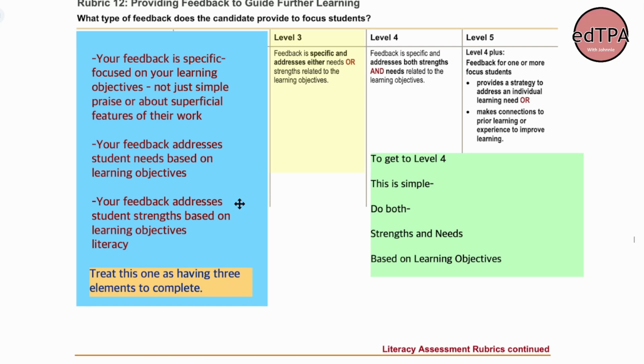Your feedback addresses student needs based on learning objectives. Your feedback addresses student strengths based on learning objectives in literacy. Treat this one as having 3 elements to complete to reach level 3. So level 4, just a bit more. If you do all of these, you will get to level 4. Feedback is specific and addresses both strengths and needs related to the learning objectives. To get to level 4, this is simple. Do both. Strengths and needs based on learning objectives. That takes you to level 4.